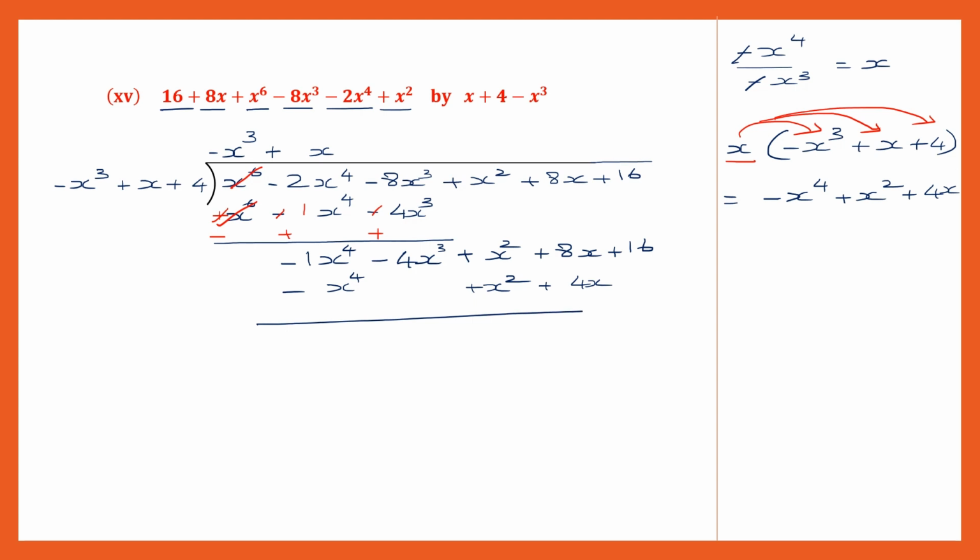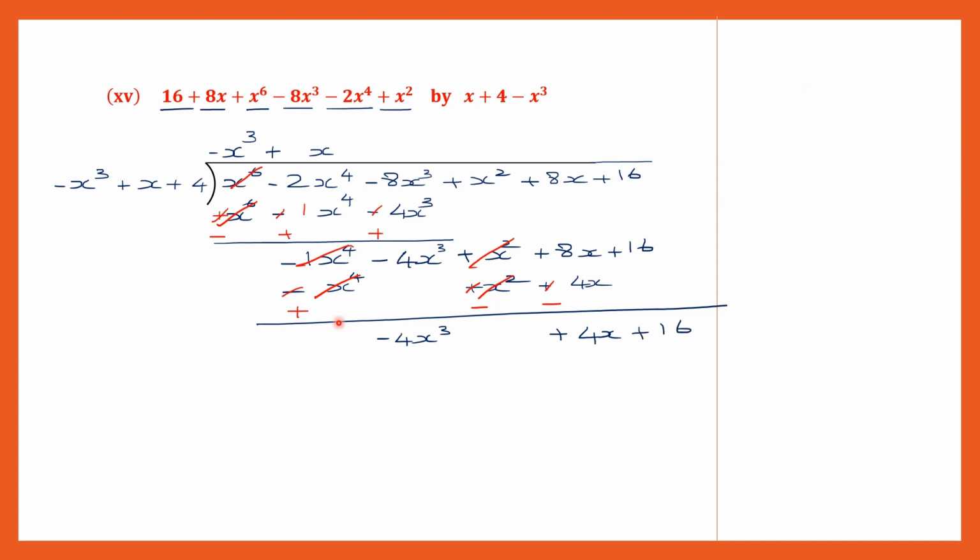Now I have to change the signs because I am subtracting. So minus becomes plus, plus becomes minus, and plus becomes minus. So these two get cancelled. Now what is left? I bring down this minus 4x cube, and here I have plus x square minus x square. These two also will get cancelled, so that is just 0 there. Then I go to the next one, that is plus 8 minus 4. Signs are different. Put the sign of the bigger number and subtract. 8 minus 4 is 4, 4x plus 16.